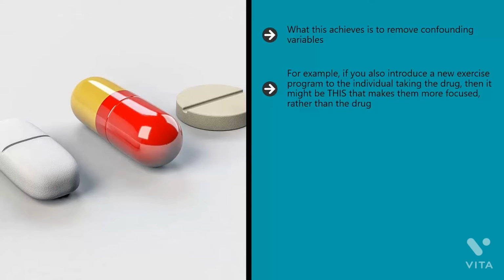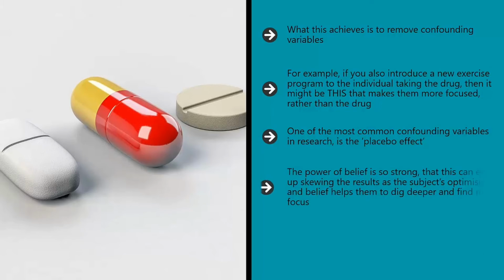That skews your results, and you therefore don't know whether the drug or the intervention made the difference. One of the most common confounding variables in research is the placebo effect. This effect describes the fact that when you tell someone they're receiving a drug, they will then feel better even if the drug is just a sugar pill. The power of belief is so strong that this can end up skewing the results, as the subject's optimism and belief helps them to dig deeper and find more focus.